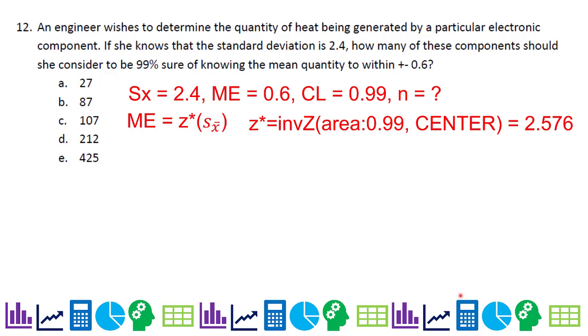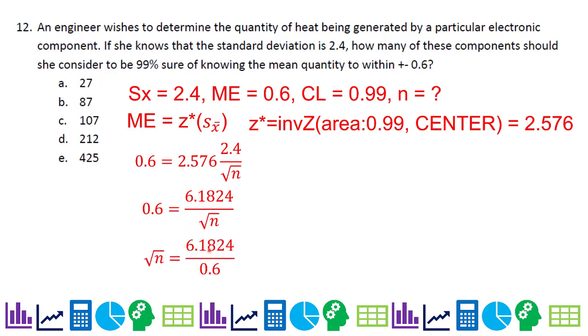Okay. So we substitute in 0.6 for ME, 2.576 here, and then this one we have to take the formula where we divide by square root of sample size. Now I'm going to go ahead and multiply these two together, and then basically cross multiply, and then go ahead and divide these two out. So square root of n is 10.304. If I square it, I get 106.17. Even though this is low, we always round up if it's not an integer, so our answer choice is C.